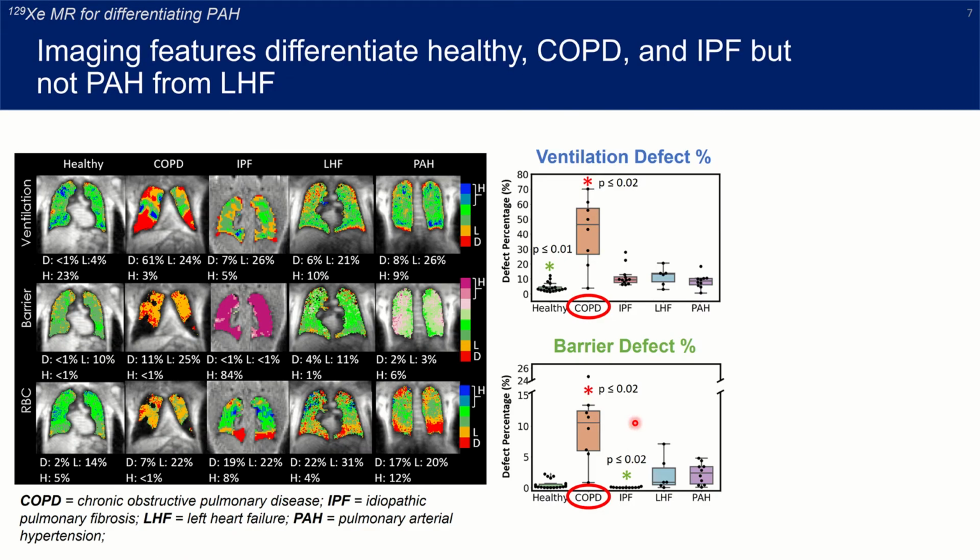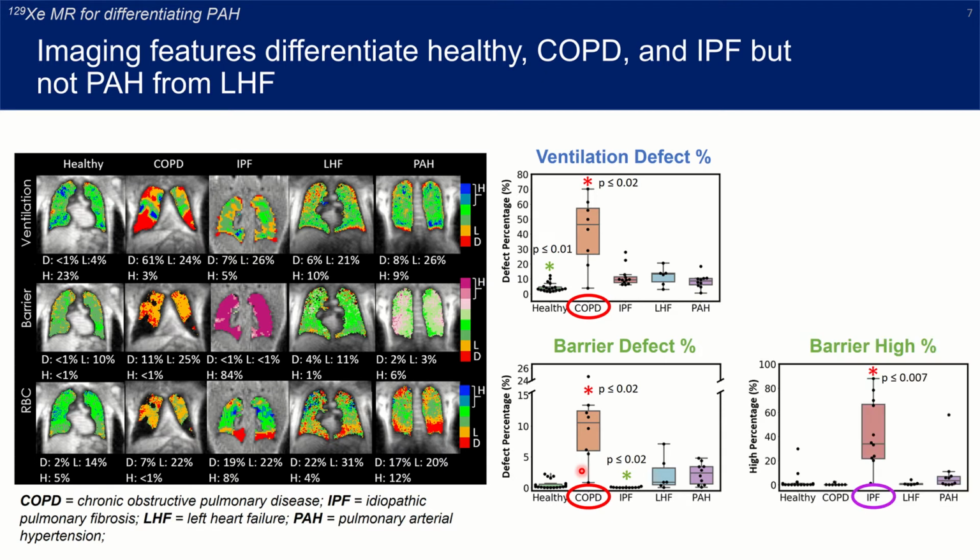So again, this is just quantifying some of these defects. You can see that the ventilation defect is very sensitive for and unique for COPD. The barrier defect is actually present in COPD as well, likely due to destruction of the interstitial tissue as well. While if we look for high barrier regions of the lung, we really see that only in IPF.